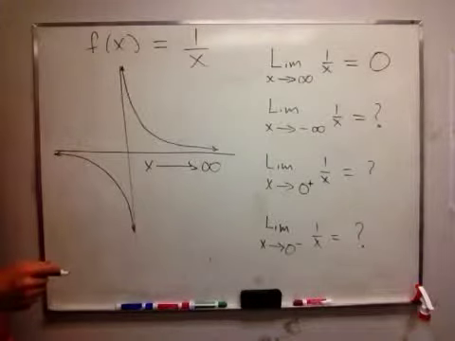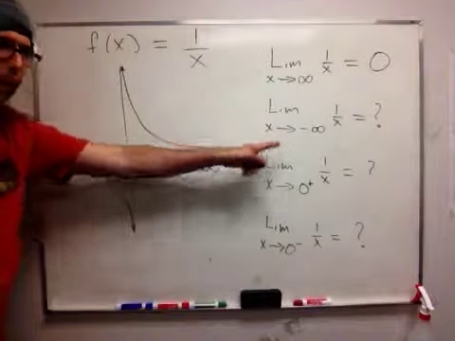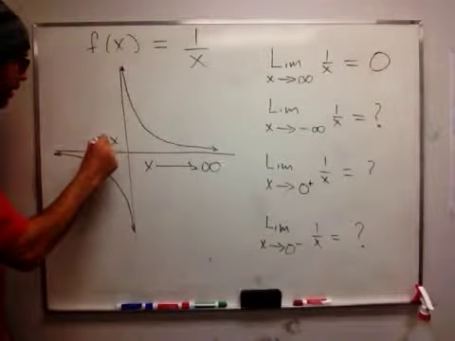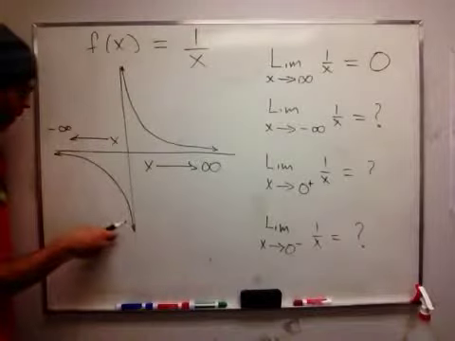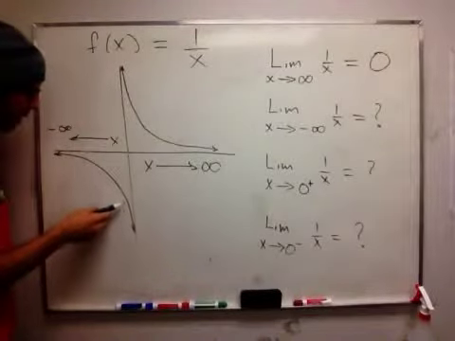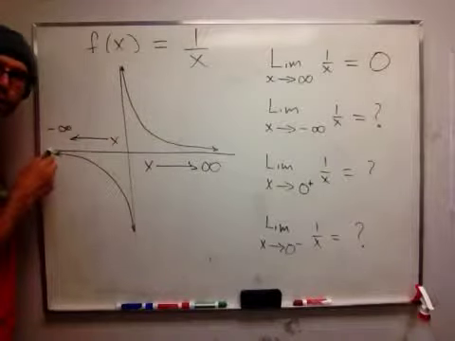Okay, now for the flip side, x approaches negative infinity. As x goes this way towards negative infinity, what happens to f of x? See, f of x also tends to, or gets close to 0.